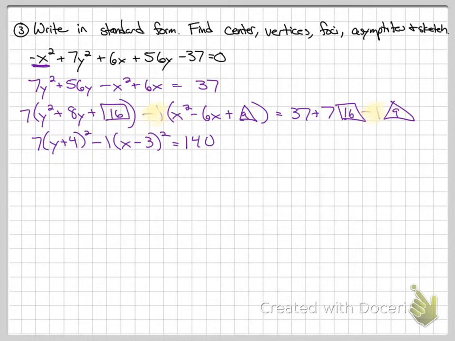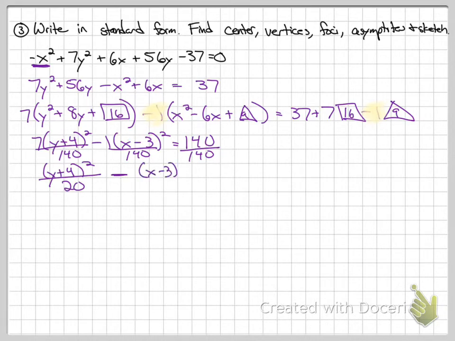Here's what I got when I completed the square. Hyperbolas need to equal 1, so you will divide everybody by 140. So, y plus 4 squared over 20, since 7 goes into 140 20 times. Minus in the middle because it's a hyperbola. x minus 3 squared over 140, since 1 goes into 140 and it just stays 140. Equals 1. This should be the final equation in standard form.